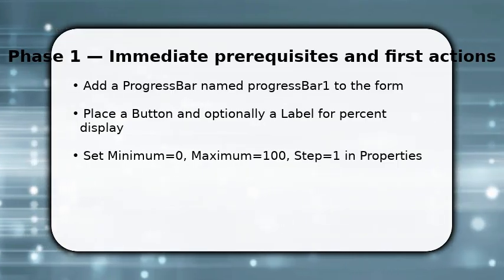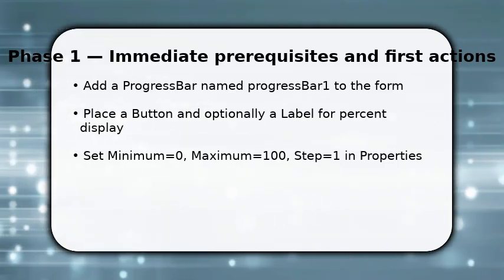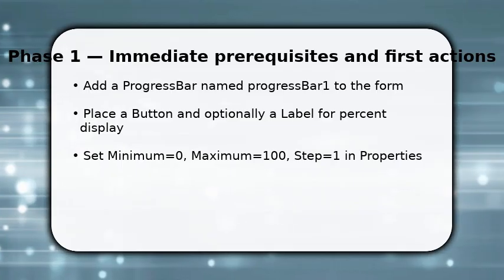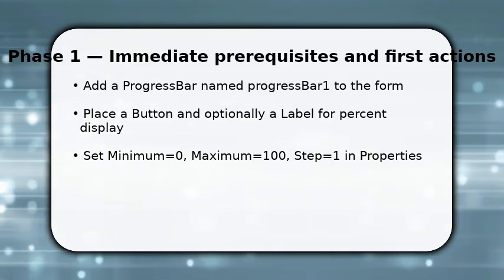Once done, double-click the button to open the click event. This gives you the entry point to begin updating the progress bar programmatically.